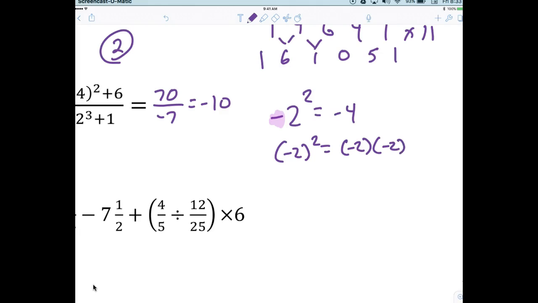So this is the problem that everybody misses on the first quiz, when I do negatives. If it's in parentheses, the negative is incorporated into the problem. If it's not in parentheses, that means the opposite of whatever your answer is.